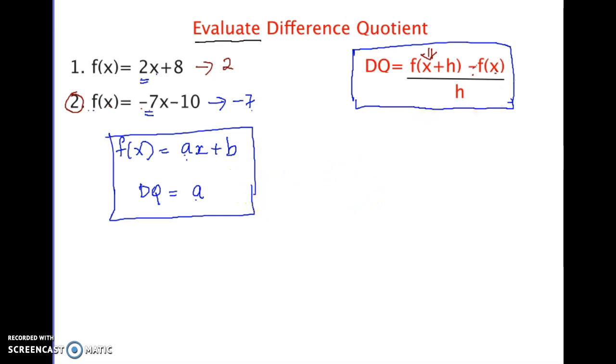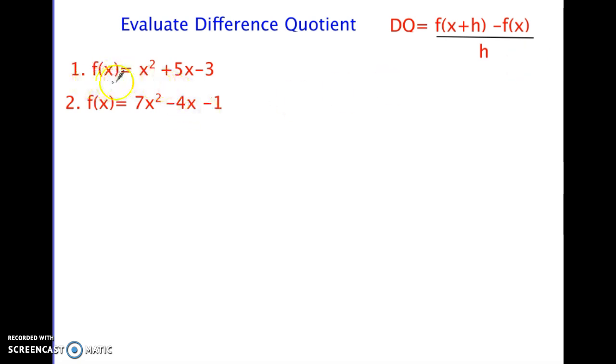Now, the second type of equations are equations of these type: trinomials, quadratics of the type f of x is equal to ax squared plus bx plus c. Let's see what happens when we try to evaluate difference coefficient of these type of functions. So how about we do question number 1 first? Number 1. All right. So in order to evaluate my difference coefficient, I know I need to figure out f of x plus h first.